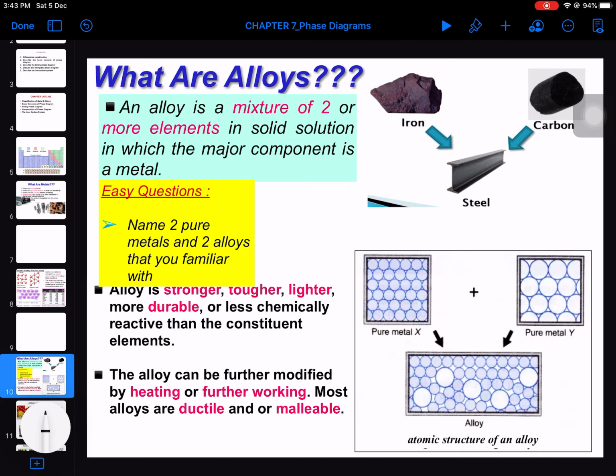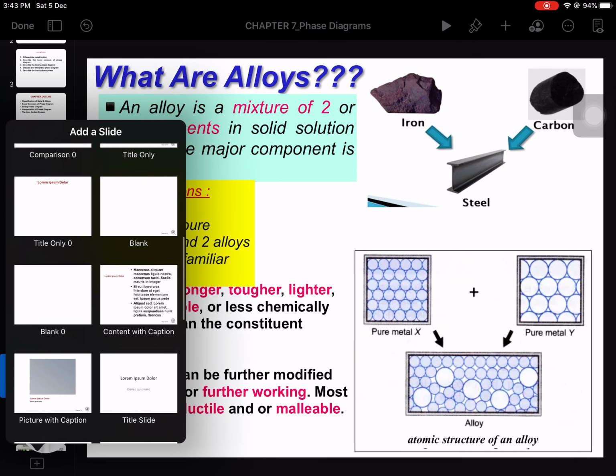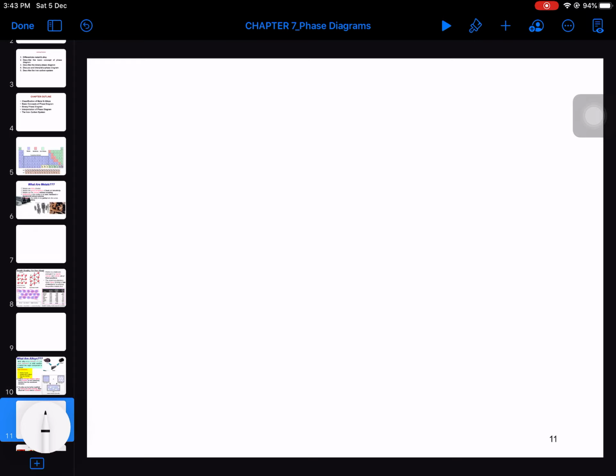If you're asked to name one type of alloy that you are very familiar with, I'm sure most of you will come up with steel. Now, in order to describe the theory behind the concepts of alloys, let me draw something for you. To start on the concepts of alloys, let's have a look at the atomic arrangement for metals.